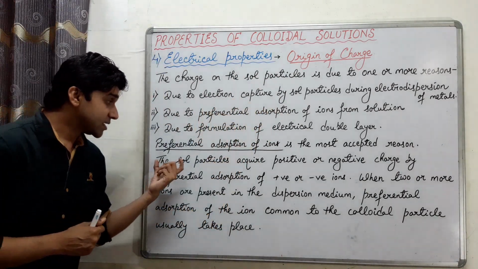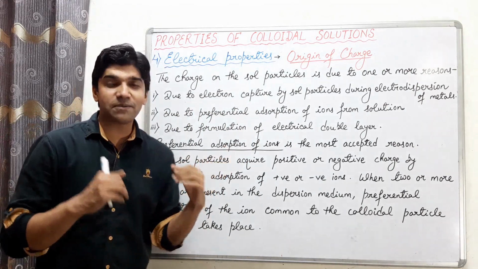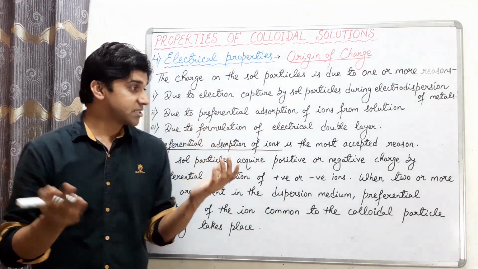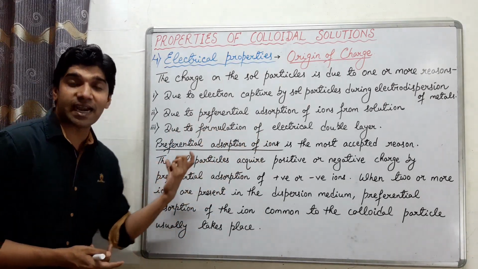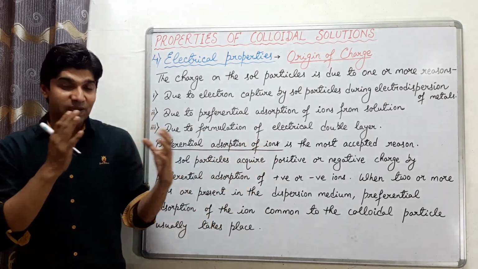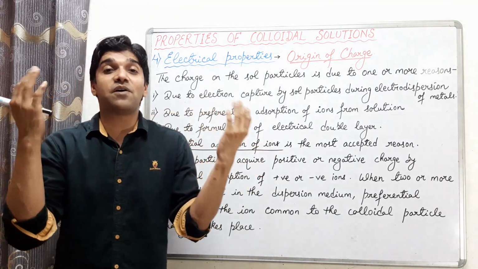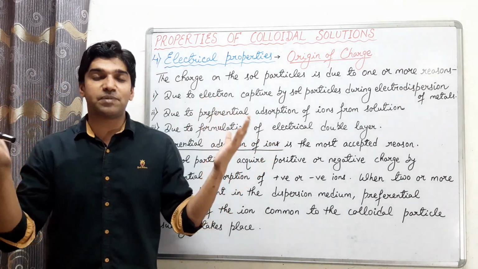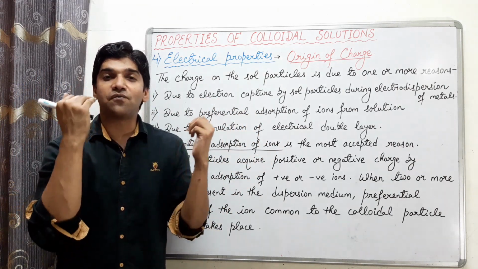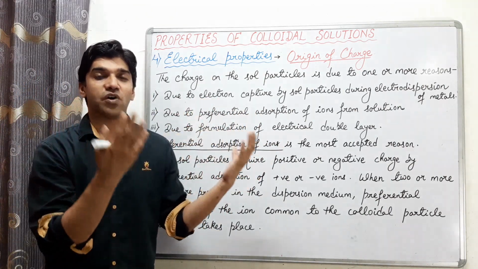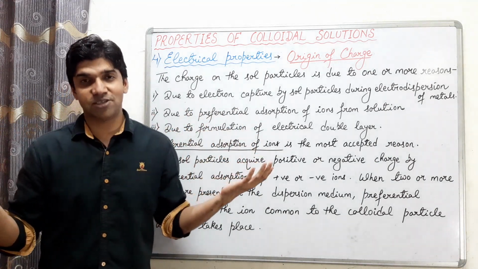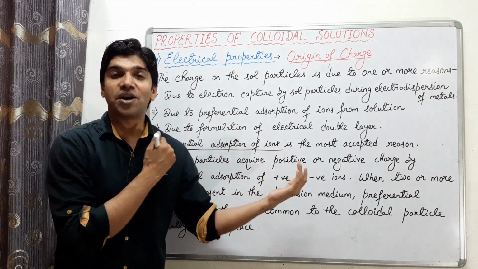In this case, the sol particles acquire positive or negative charge. And how do they acquire the charges? By the preferential adsorption of positive or negative ion. As I just explained, there is more than one type of ion present in the dispersion medium, and the sol particles will preferentially adsorb one of the ions on the surface to acquire the charge. Charge can be positive or negative.